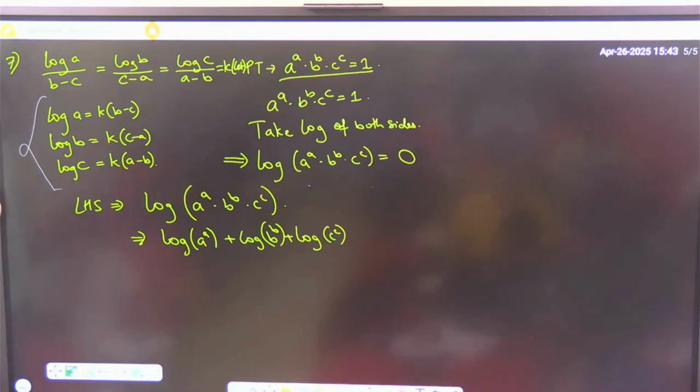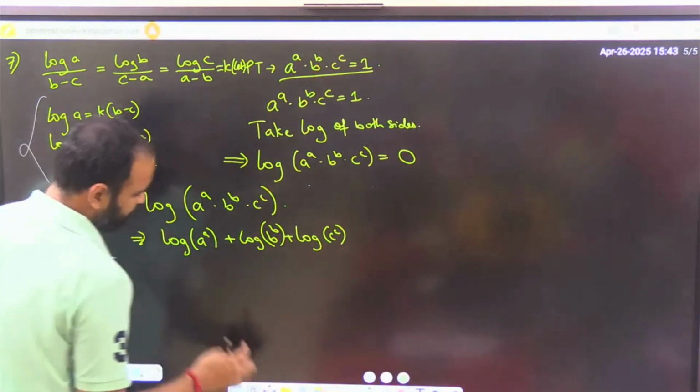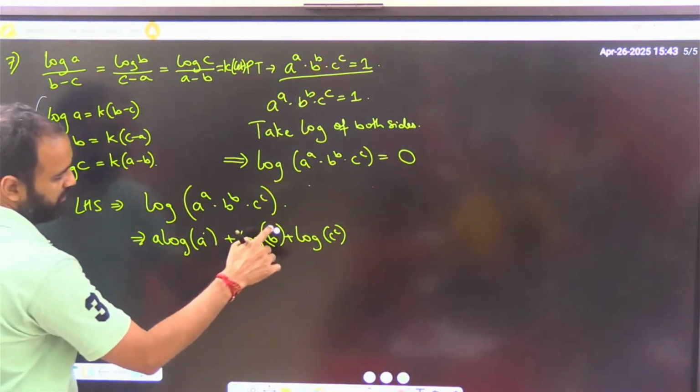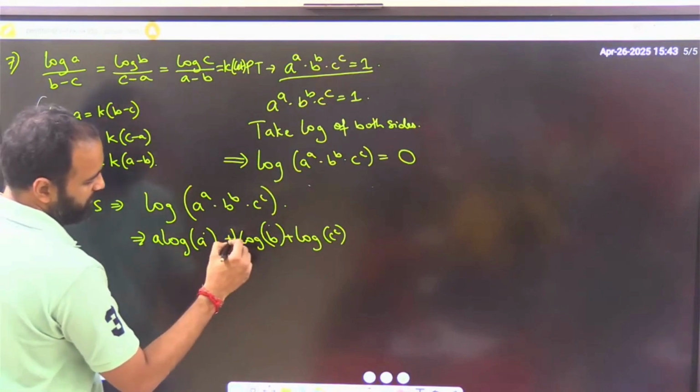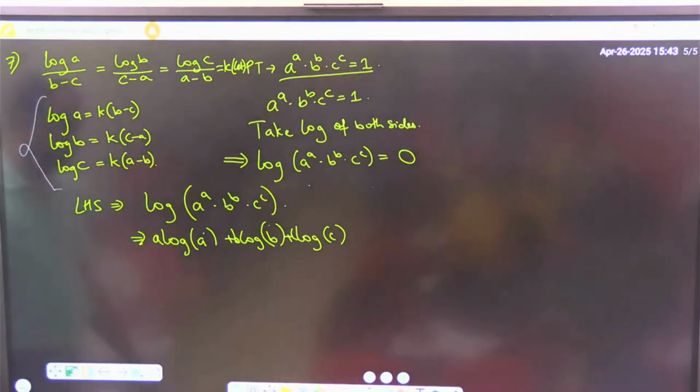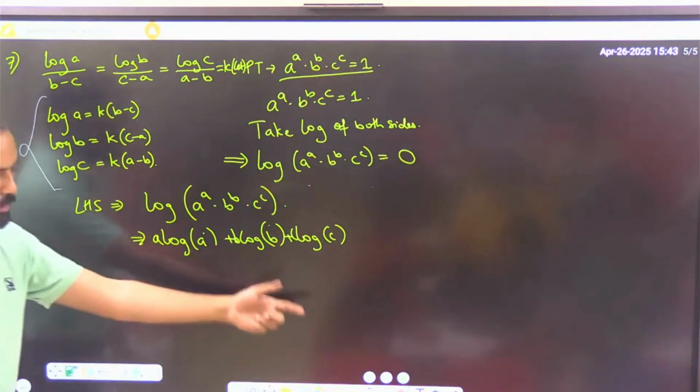But then every number inside has a power. What happened with that power? All the powers will jump out. So this A comes out over here, this B comes out over here, and this C comes out over here. Now plug in the value of log A, log B, log C and simplify.